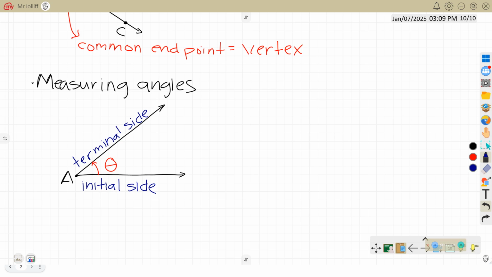Lots of words. If I want to talk about the angle, we know we call it angle A, right? We label angles by their vertex. If I want to talk about how big the angle is, we label that as the measure of angle A. So angle A itself is the name. Stick an M in front. Now we're talking about a number, the measure, the size of that angle.